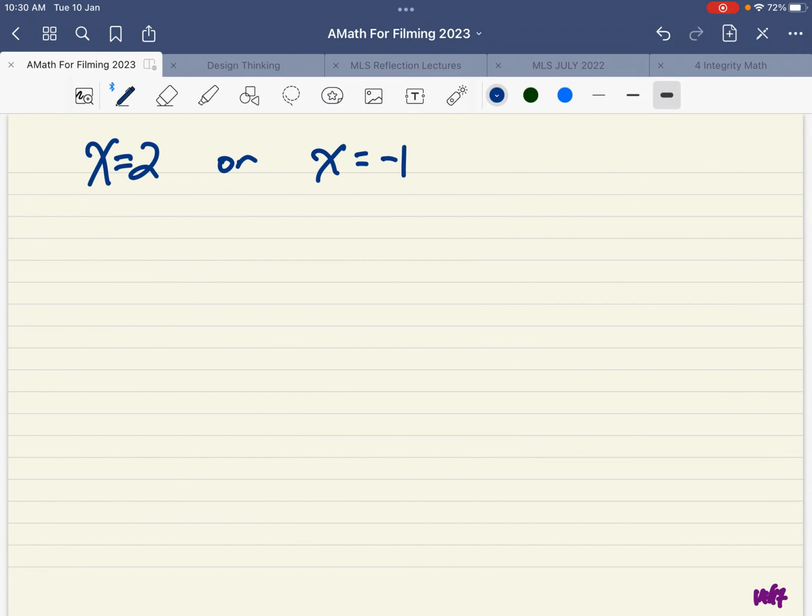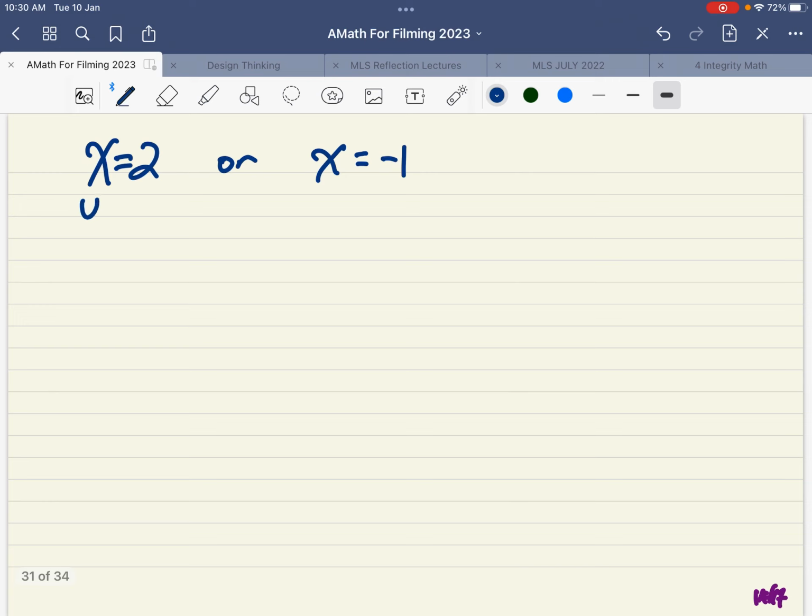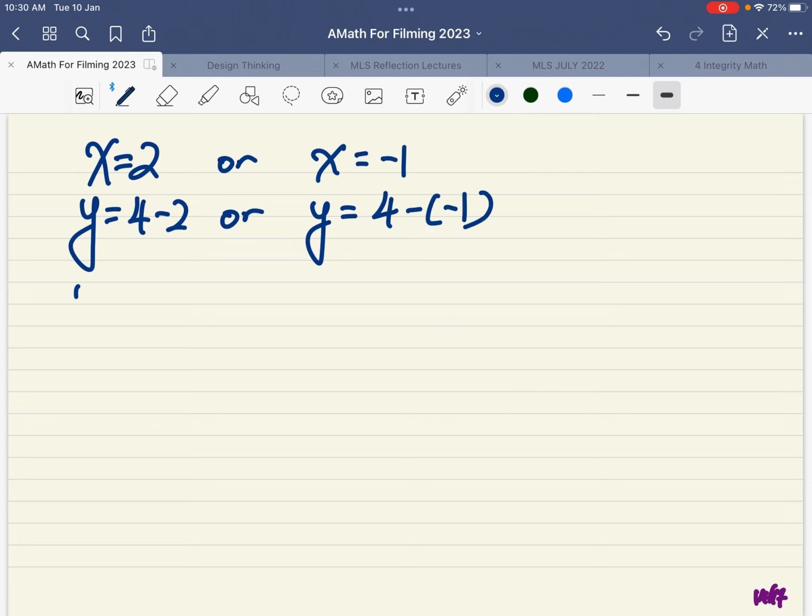Now, how do I get my y value? I use the equation y equals 4 minus x. So my y value equals 4 minus x, for each x. So what I get is y equals 2, or y equals 5.